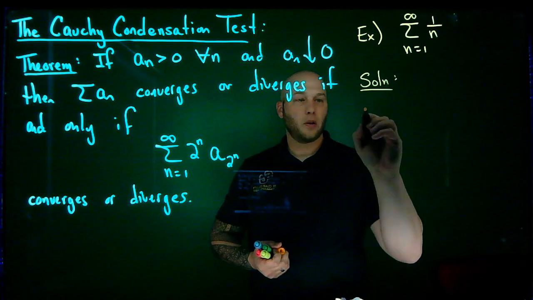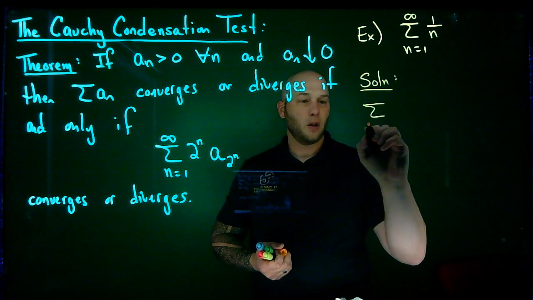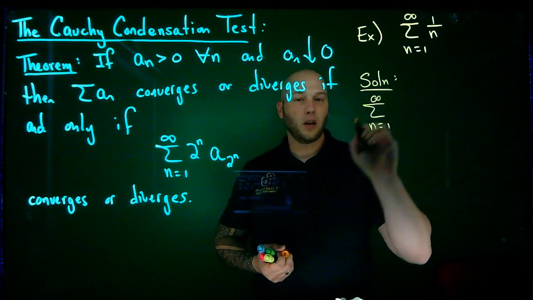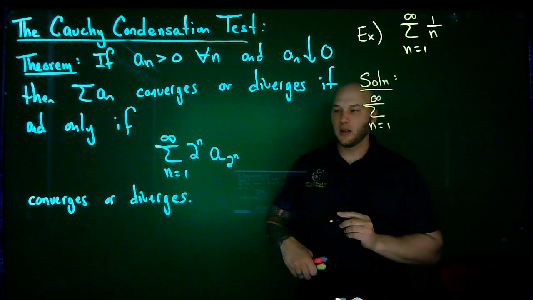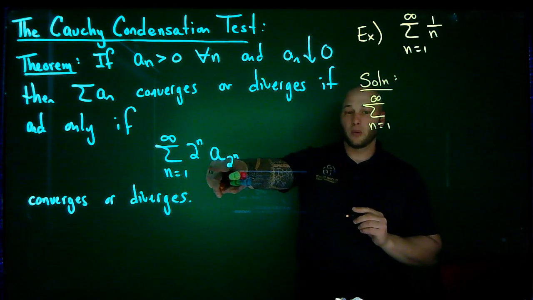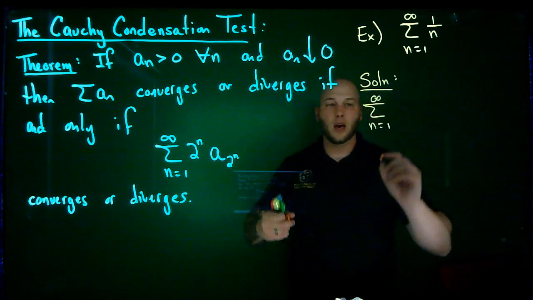What I'm going to do is take the series from 1 to infinity. Now I look at the series that I have constructed within the theorem of the Cauchy condensation test, and it consists of two things. The power 2 to the n.